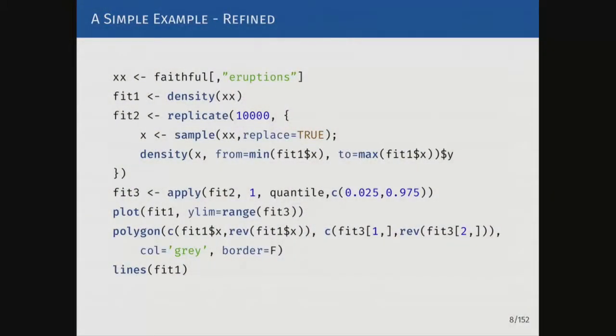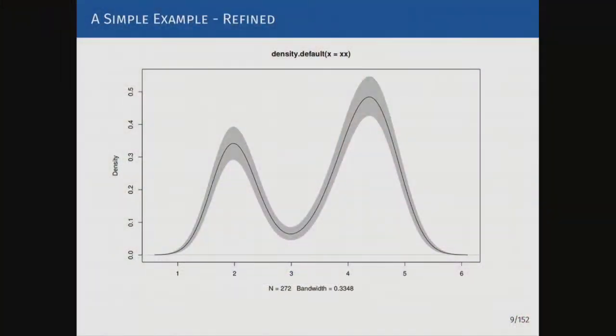And then we're using polygon to visualize the fit3 quantiles that we computed, and overdraw again line 1. And the end result is this. This is now the same fit as on the first plot in black in the middle, but in gray around it we have from 10,000 draws the 2.5% to 97.5% uncertainty coverage around that estimate.